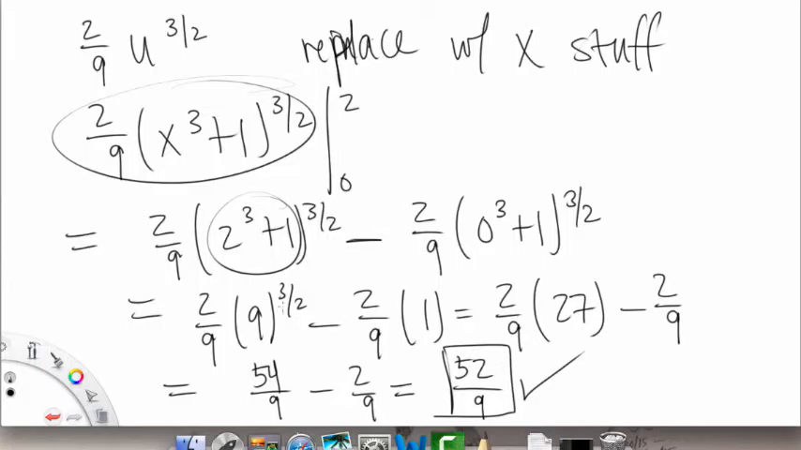And like I said, our bounds, or our limits, took a break. They went on vacation during that time that we were in the u land, the land of u. Okay, so that was the first method, and we got an answer of 52 over 9. So now let's do it the second method.